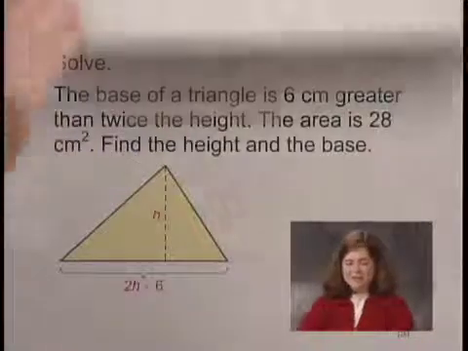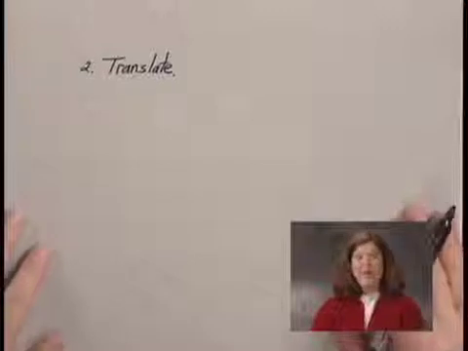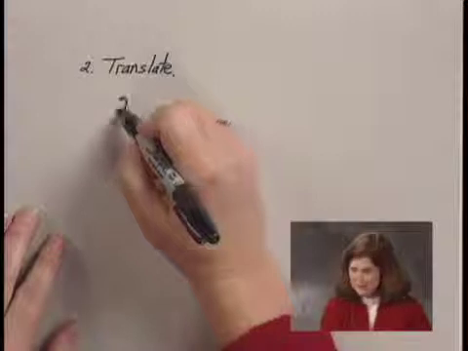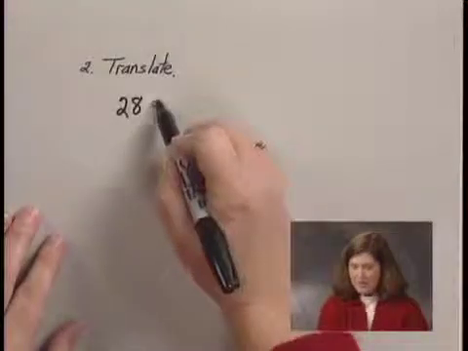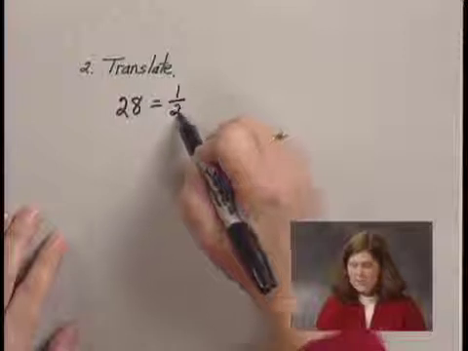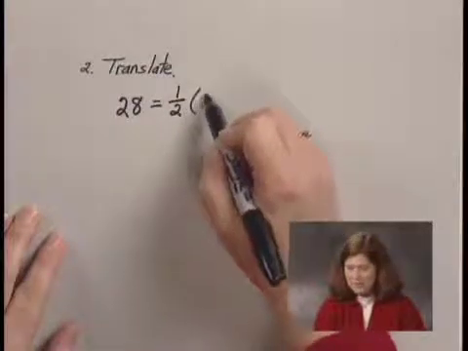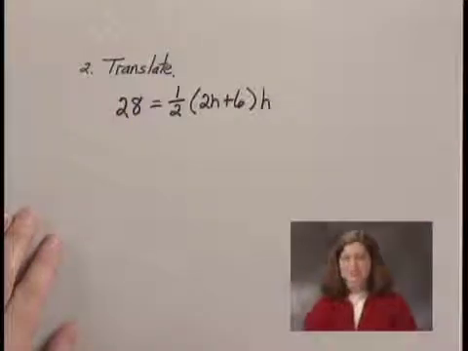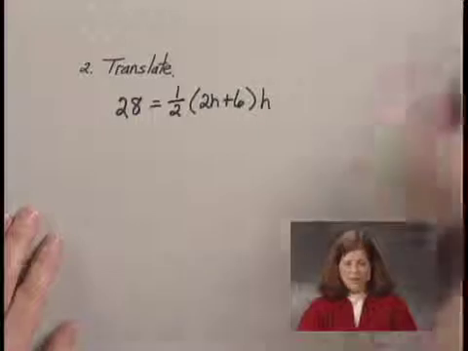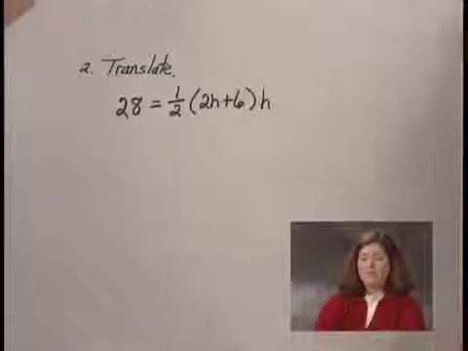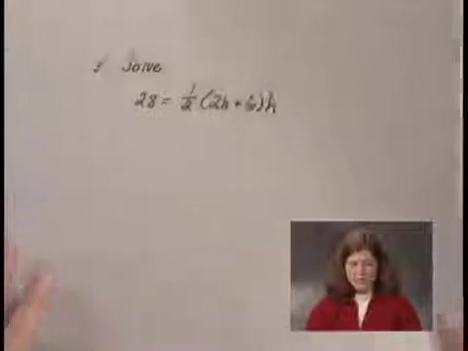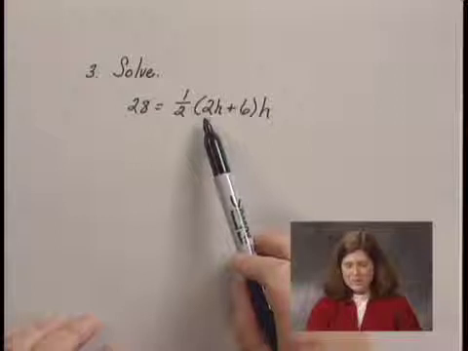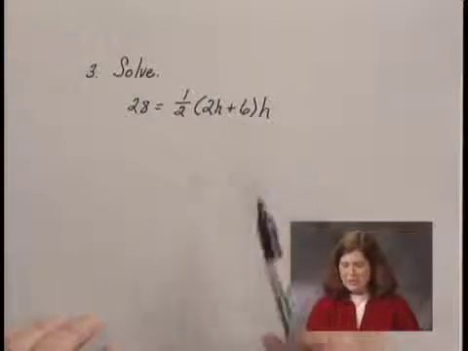So let's translate step 2. When we were given that the area was 28 square centimeters, we write 28 equals 1/2 times the base, which is 2h plus 6, times the height, which is h. So we have an equation we can solve. We can move to step 3, and that is to solve the equation. We want to solve 28 equals 1/2 times 2h plus 6 times h.